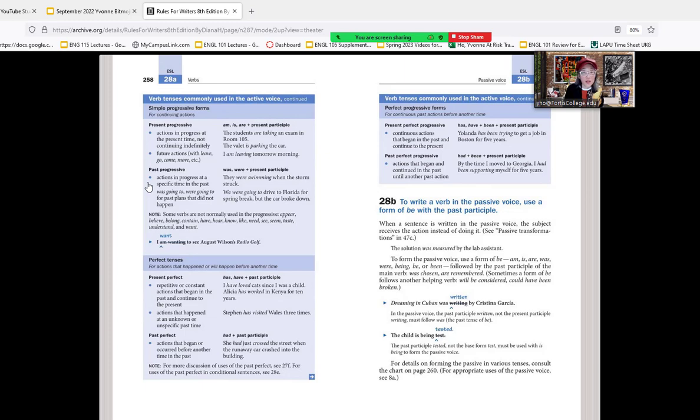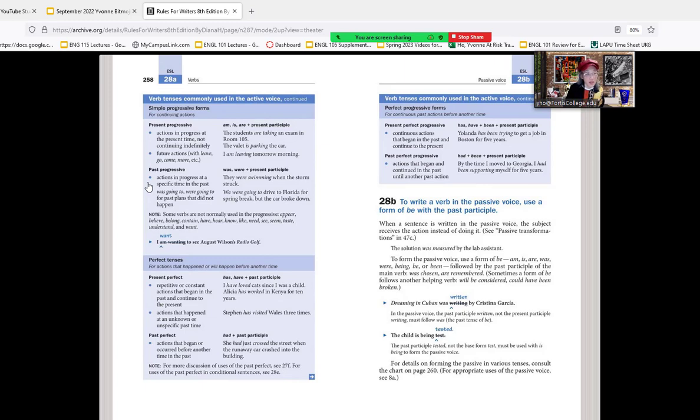Some verbs are not normally used in the progressive tense: appear, believe, belong, contain, have, hear, know, like, need, see, seem, taste, understand, and want.